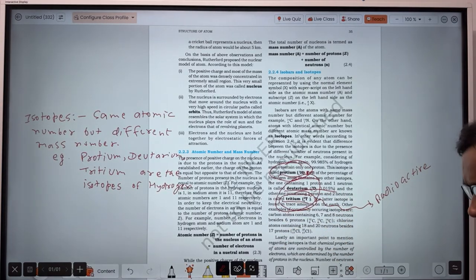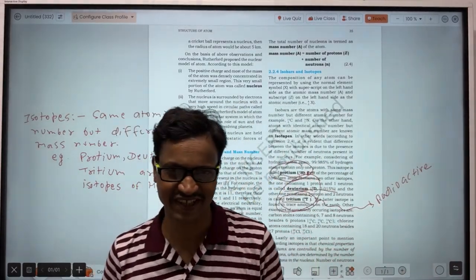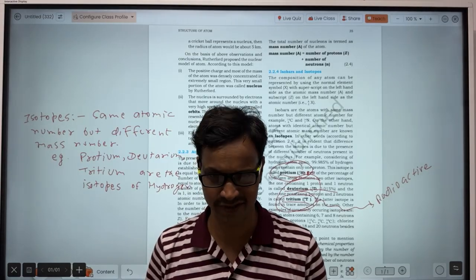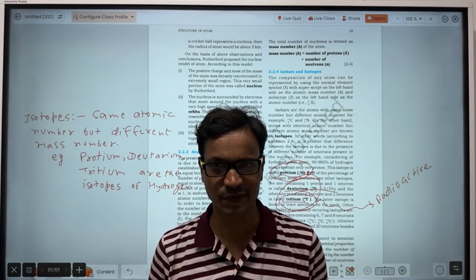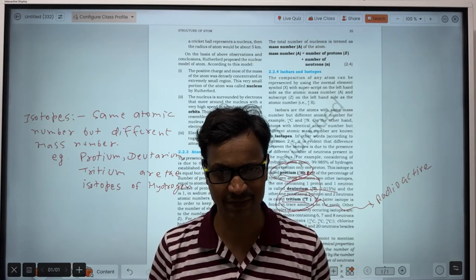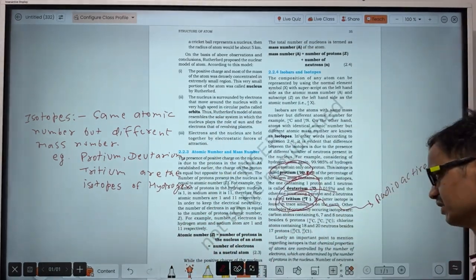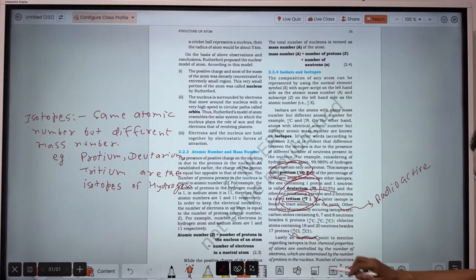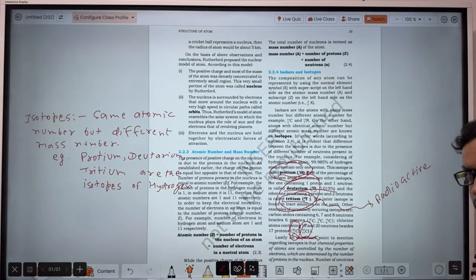In the same way, for chlorine, the average atomic mass is 35.5. The number of protons plus the number of neutrons can never be a fraction, but the atomic mass, you have to watch out, is 35.5. So what is happening here? Chlorine exists in two isotopic forms, that is chlorine-35 and chlorine-37.